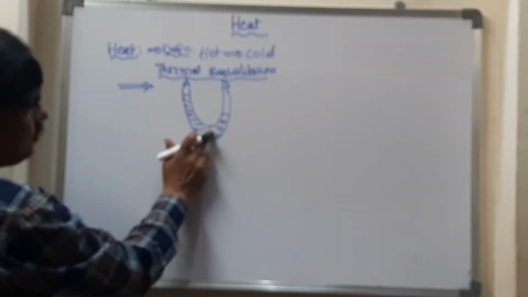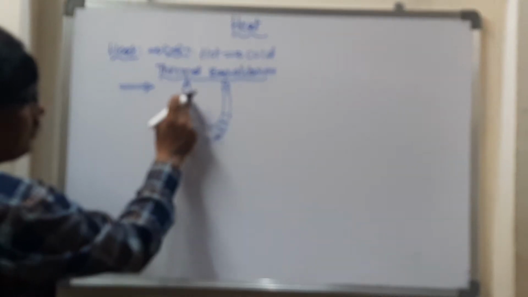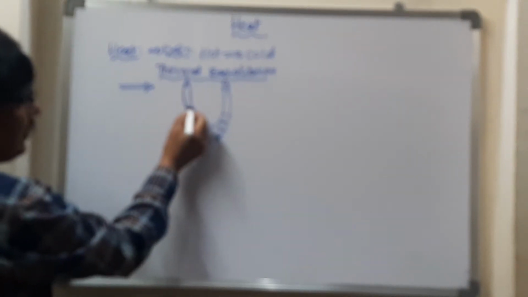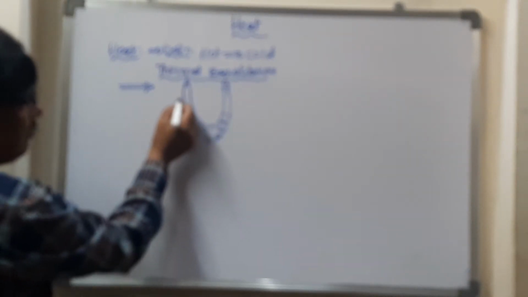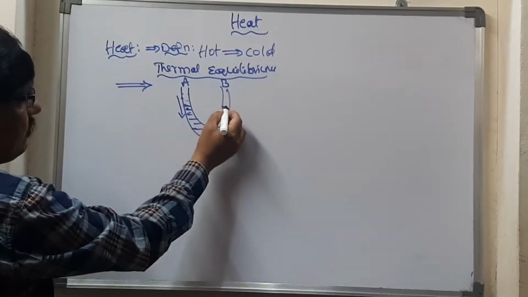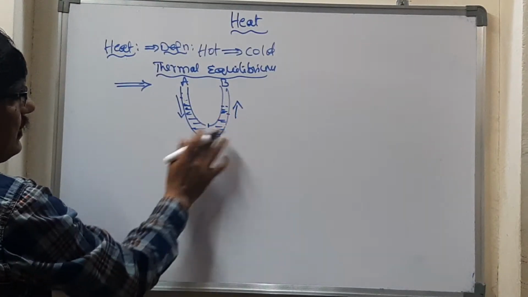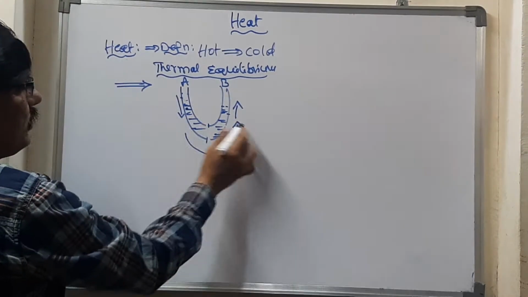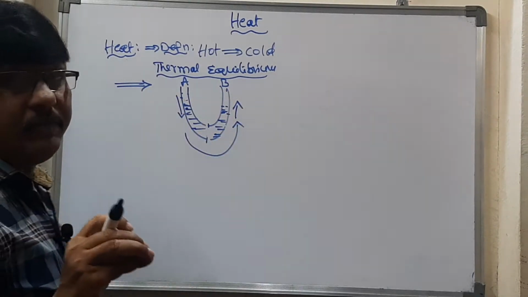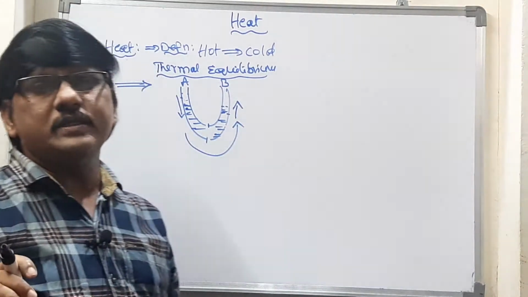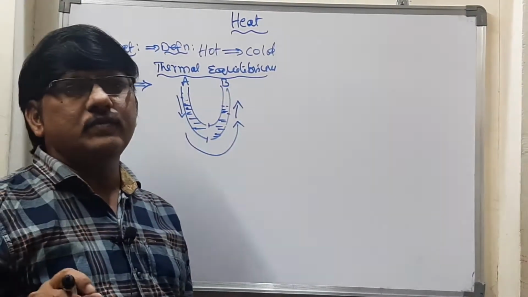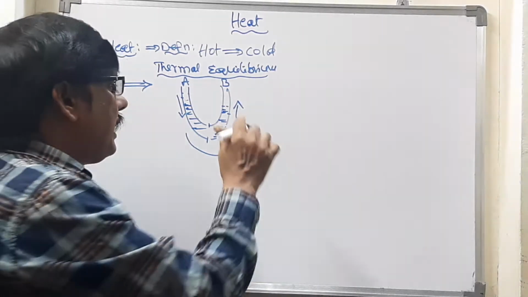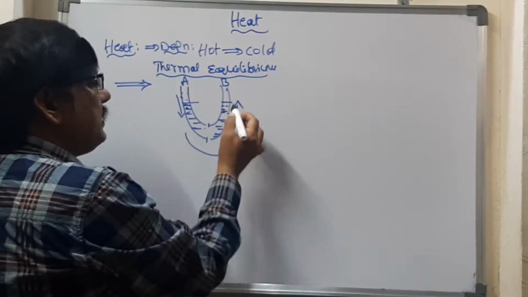But once I remove this one, what will happen? Two things will take place. The first one is the heat will decrease, the energy level will decrease on this side, and the energy level will increase on this side. In both cases, the heat is transferring from the hot body to the cold body. Till what time will the transfer of heat take place? Till both bodies acquire the same temperature, and that is what we call thermal equilibrium.